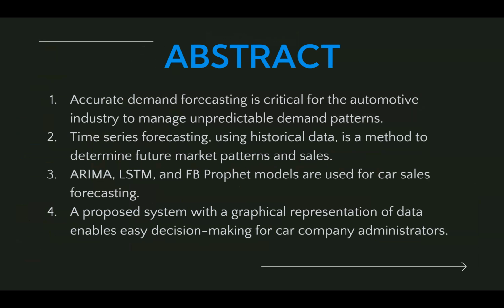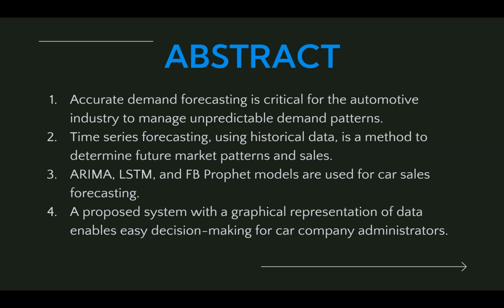Time series forecasting is the forecasting we do by taking historical data and implementing it in a machine learning model. As we can see, we have implemented ARIMA, LSTM, and FB Prophet for the car sales forecasting. And for the manufacturer side, we have also implemented a system that will help them grasp the current scenario and the future forecast using multiple graphs. We will see that on the upcoming slides also.